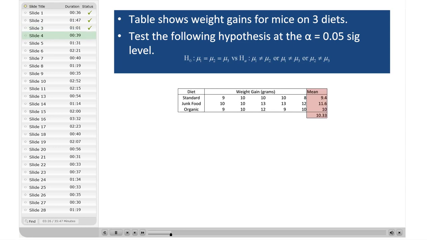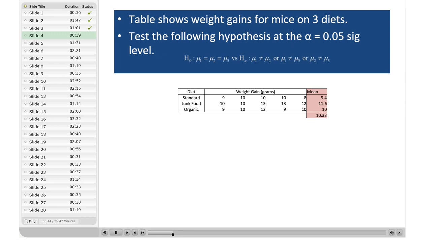Alright, let's go ahead and get started with the Anova procedure. The first step when you're doing an Anova is to find the average of each row in the table. So if you take the average of the numbers in the standard row, you get 9.4. For the junk food row, it would be 11.6, and for the organic row, it would be 10.